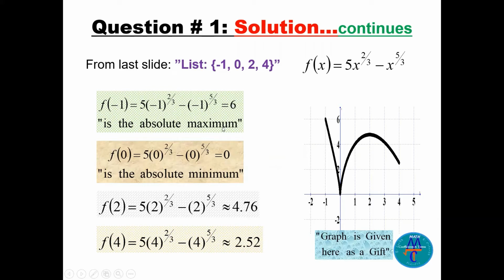So this is the absolute maximum. See, we are only taking from minus 1 to 4. This is the graph here. We are not taking the whole domain, just minus 1 to 4. So the maximum will be 6, the absolute or global maximum. The absolute minimum is 0 in these numbers, and these are the local max and local min.